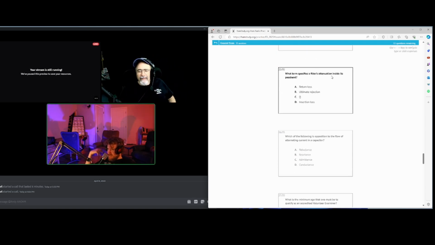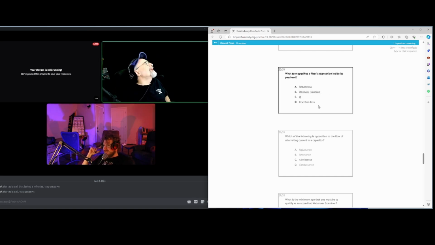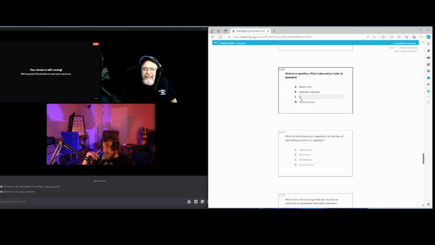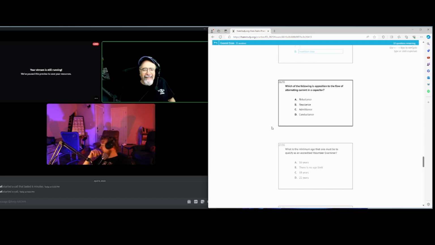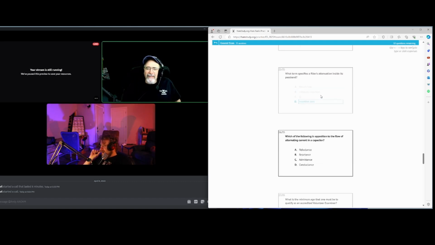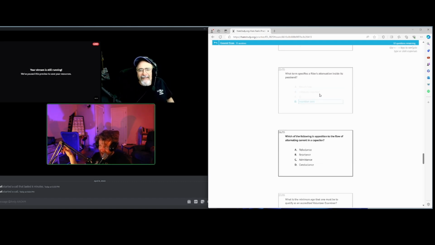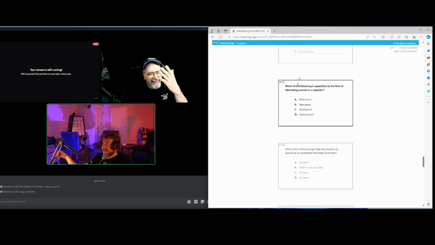What term specifies the filter's attenuation inside its passband? The ultimate rejection. Q? Q, yeah. We're doing insertion loss. I think you're gonna be surprised at that answer when it comes back. Is it going to be ultimate rejection? That's crazy if it is.